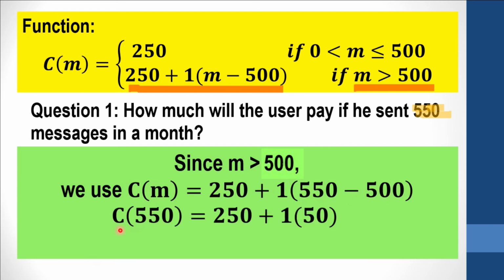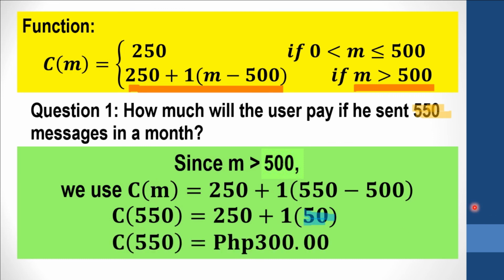Next. C of 550 equals 250 plus... So, nakuha na natin yung excess number of messages niya, di ba? Meron tayong 50 excess. So, itong 50 excess messages or yung sobrang messages, ito yung imumultiply natin sa piso. So, 1 times 50. Tapos, calculate lang natin. 250 plus 1 times 50, we have 300 pesos. So, ito yung babayaran niya.